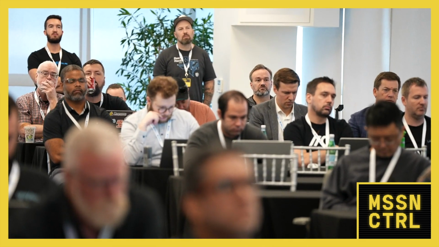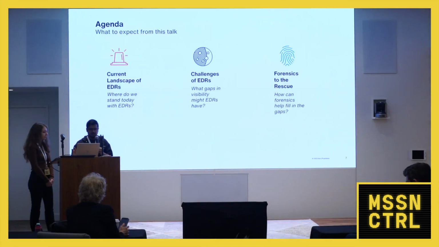Now, when you have these challenges, there's one very big issue that comes up, which is gaps in visibility. If you don't have the telemetry flowing in, you're going to have that gap. So how do you fill that gap? You can use digital forensic artifacts to cover up any gaps in visibility and still get the full picture of what happened. So that's our talk for today.